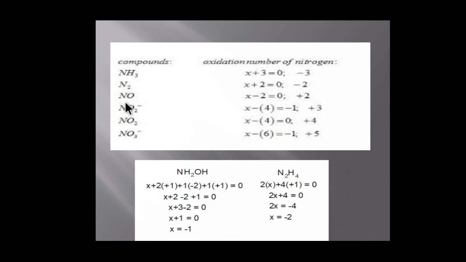The oxidation number of nitrogen in NO: X minus 2 equals 0, so X equals plus 2. So the oxidation number is plus 2. Then NO2 minus, the charge is minus 1. So X minus 4, oxygen 2 moles, so minus 4 equals minus 1, equal to the charge. So X equals plus 3. Then NO2. In NO2, what is the oxidation number of nitrogen? X minus 4 equals 0.